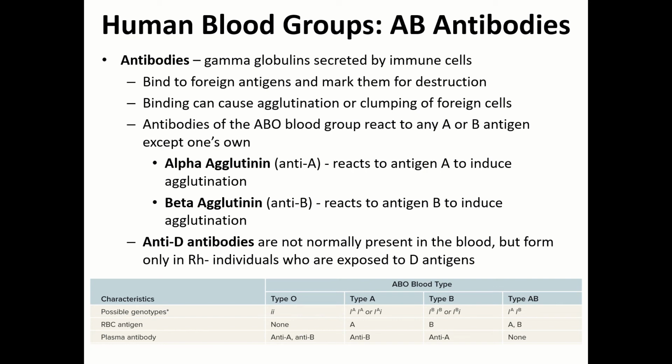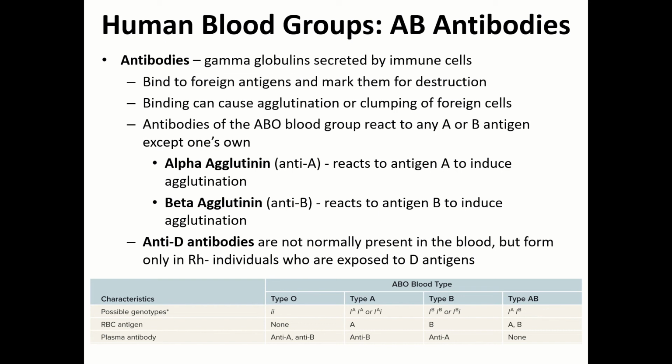Now, this is what we would refer to as a transfusion reaction if somebody receives a blood type that their antibodies recognize. So if your antibodies attack a blood type that you've been donated with, or transfused with, that causes those cells to clump, and that slows blood flow, and that can be lethal.